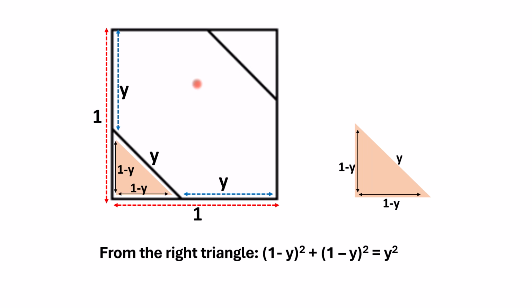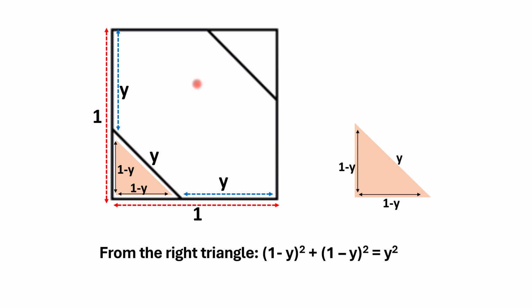Now look at the blinking black lines, and they are the base and height of a right angle triangle. So each side is 1 minus y and the hypotenuse is y. You can see the right angle triangle shaded. The base is 1 minus y, that is the red line minus blue line, and the height is also 1 minus y. So we get a right angle triangle, base 1 minus y, height 1 minus y, and hypotenuse y, because the hypotenuse is the side of the hexagon.